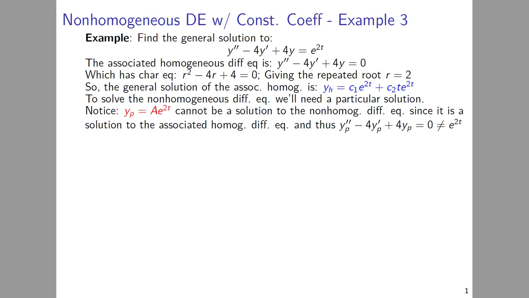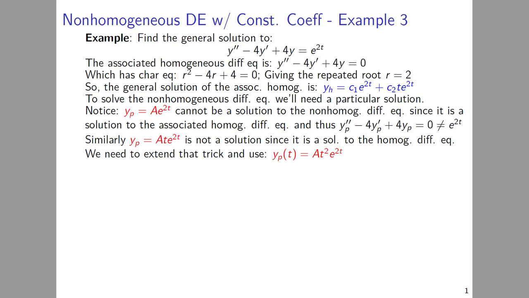But notice that y = a e^(2t) cannot be a solution to the non-homogeneous differential equation, as we've seen before, because it is a solution to the associated homogeneous differential equation, and thus y'' - 4y' + 4y = 0 for a e^(2t). So it cannot be equal to e^(2t). What we saw before is that we should instead use a t e^(2t). But again, this is a solution to the associated homogeneous differential equation. So it also will not work as a particular solution to the non-homogeneous differential equation.